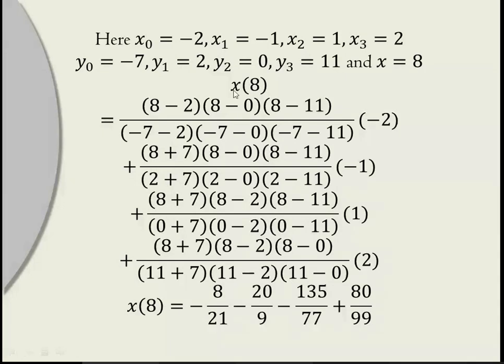So value of x at 8 will be all these terms. Do the simplification, calculate all these terms. So x at 8 will be -8 by 21, -20 by 9, -135 by 77, plus 80 by 99. And if we simplify it, calculate the value, it comes out to be -3.5483.